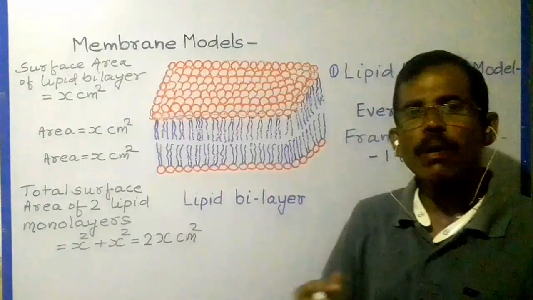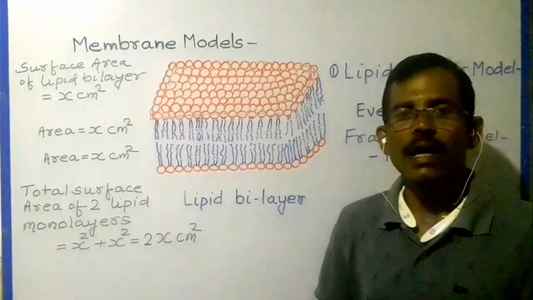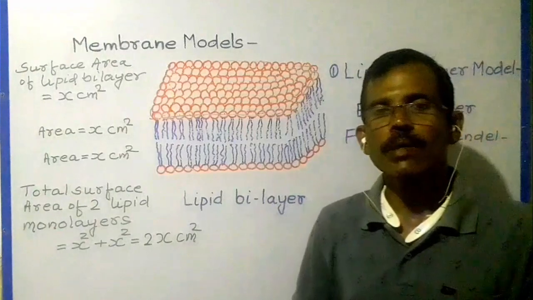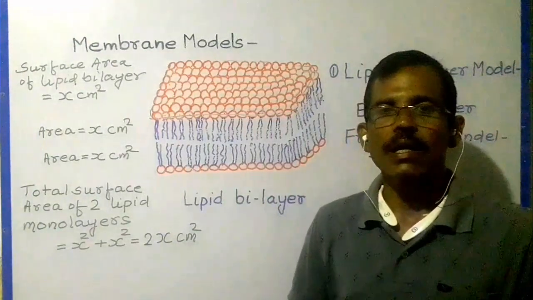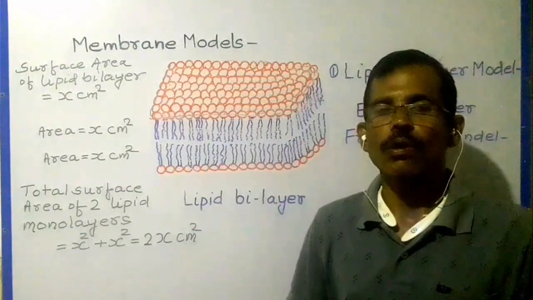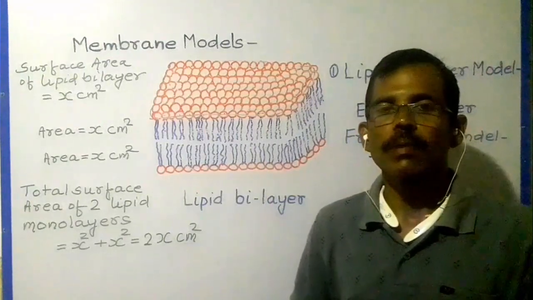The lipid bilayer model of Gorter and Grendel failed to describe membrane properties like surface tension, permeability and electric resistance. They also had a false assumption that the cell membrane consists of mostly lipid. This is about the lipid bilayer model.